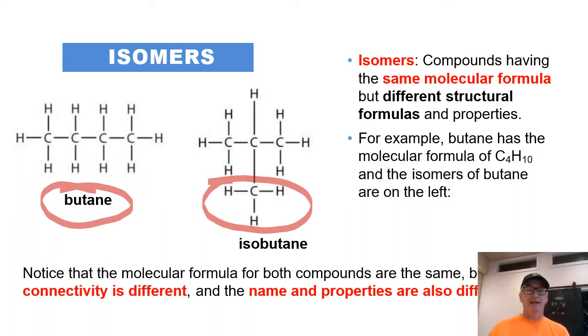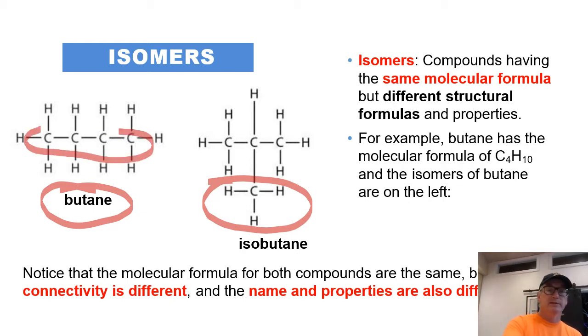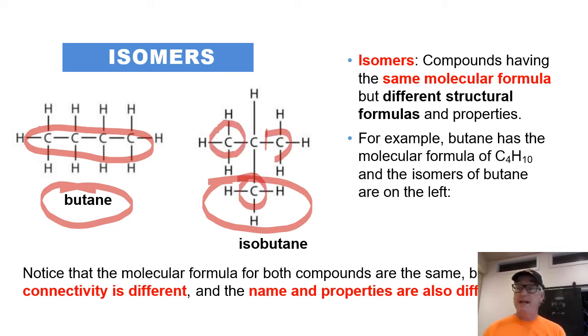Now the connectivity of the carbons is different because each of these carbons in n-butane is only attached to two other carbons, with the exceptions of the ones at the ends. Now, this carbon in the middle of isobutane is attached to 1, 2, 3 carbons, so it's different. It's a different way to arrange those molecules. So the name is different and the chemical properties are also different.